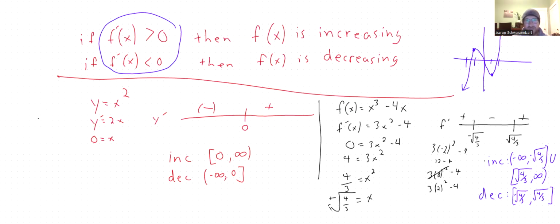Notice I put no y coordinates on there. When we curve sketch, we'll pretty much avoid most of the y coordinates, except maybe some intercepts. Okay, that is section 4.2.